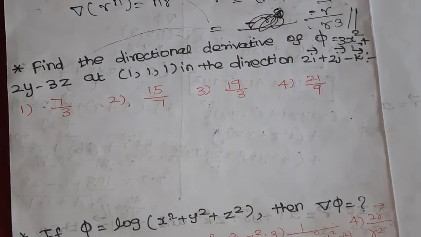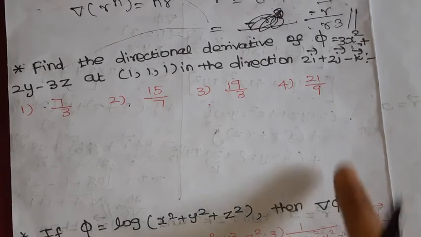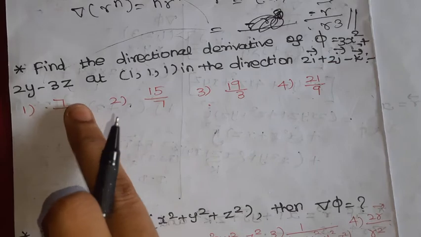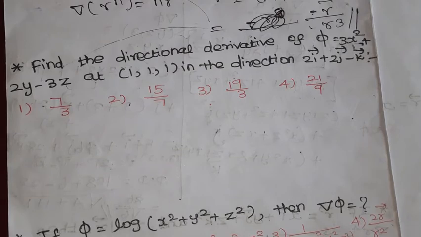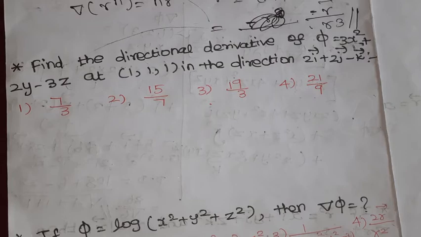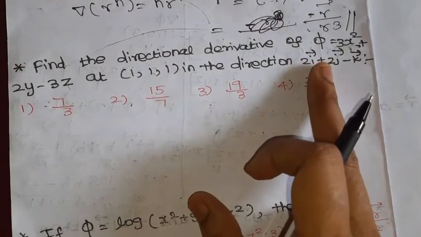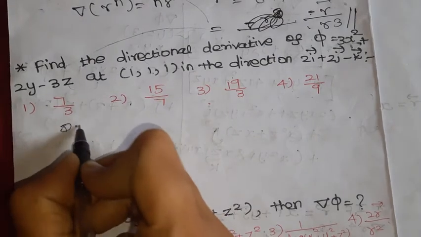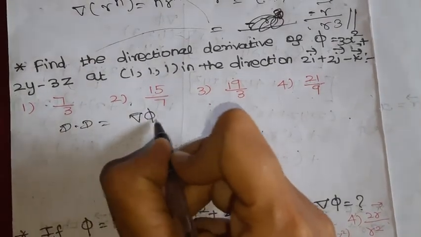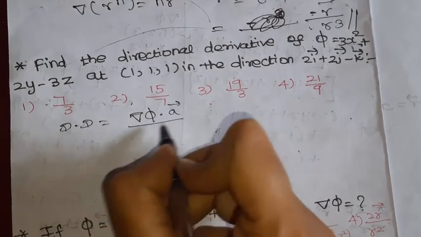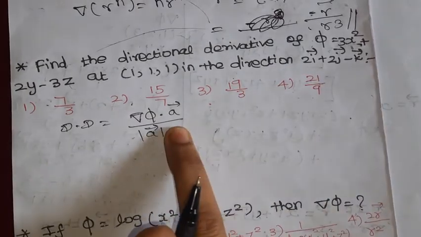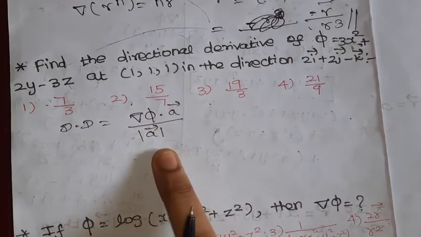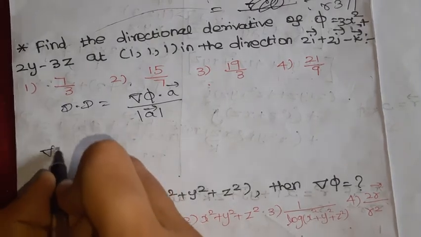Then find the directional derivative of phi equal to 3x squared plus 2y minus 3z at 1, 1, 1 in the direction 2i plus 2j minus k. Okay. So, this is a phi value. So, directional derivative, what is the formula? We have solved previously one problem in this format: del phi dot a divided by modulus a vector. The given direction vector is nothing but a. From this we can find out del phi, then substitute in this formula. So, first we will find out the del phi.